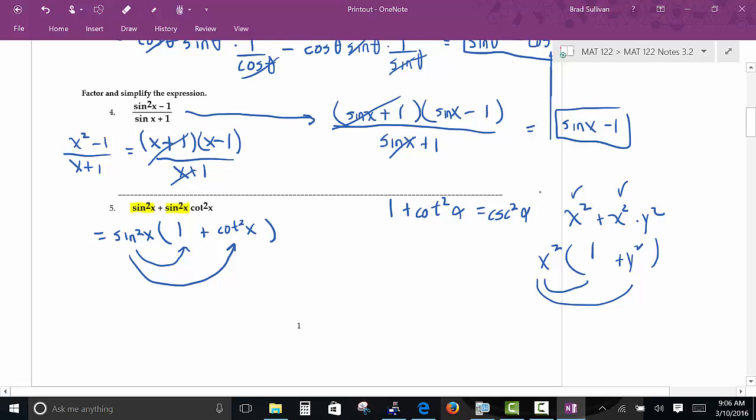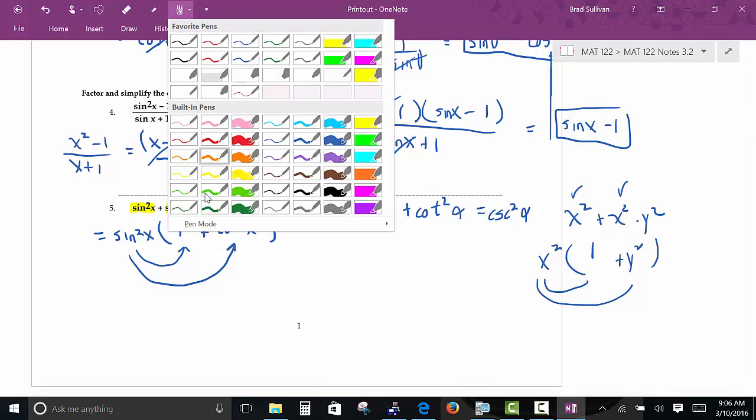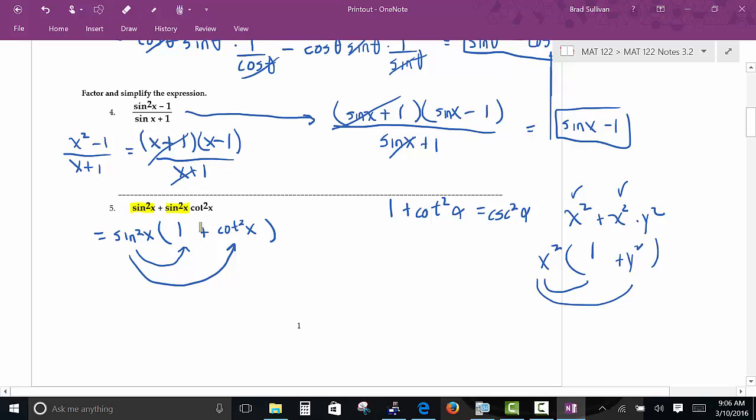So what you're going to end up doing on this, again, is you replace equals for equals. This thing is equal to this thing, right? So what you do is you substitute equals for equals. So you're going to get sine squared x times cosecant squared x. Do you know what the answer is? Just like that? 1. It's 1, okay?